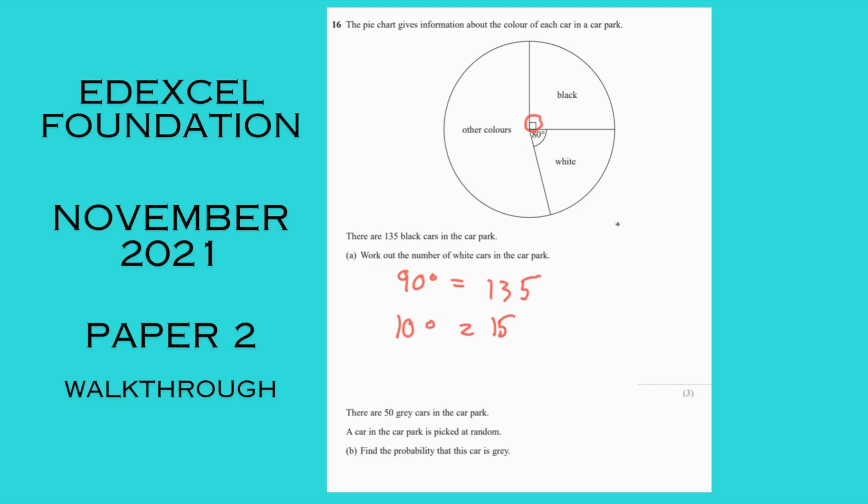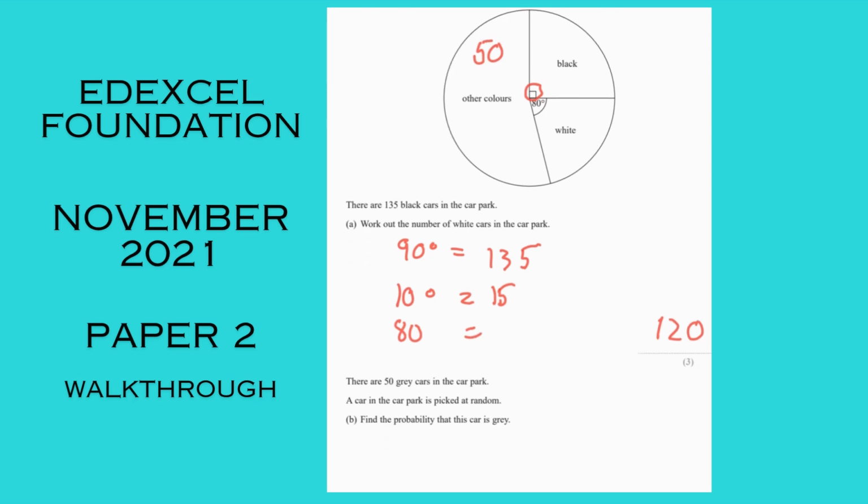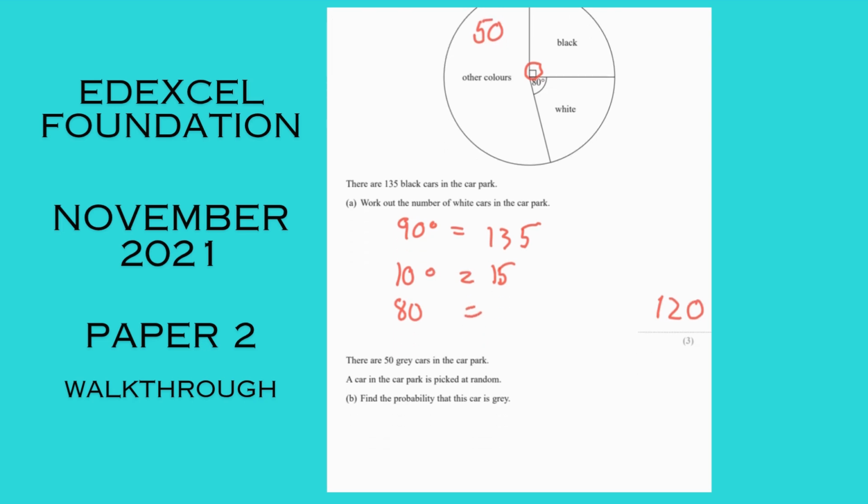So 10 degrees is worth 15. So 80 degrees is worth 8 times as much. So that's going to be 120 cars which are white. It says there are 50 grey. The car in the car park is picked at random.